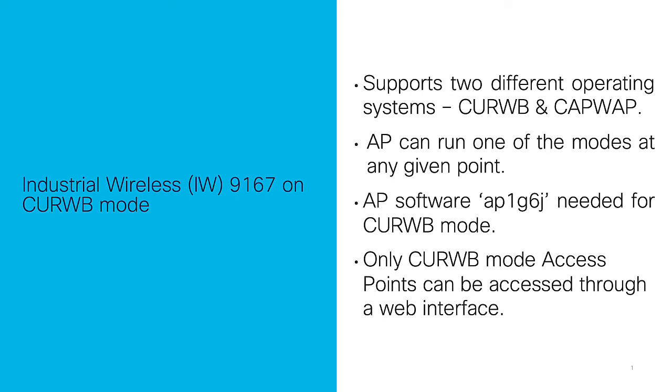To verify the mode on which the AP is currently configured, navigate to the CLI and type show version to look at the AP software on the device. If the AP software displays as AP1G6J, it means that the AP is configured to operate in CURWB mode.